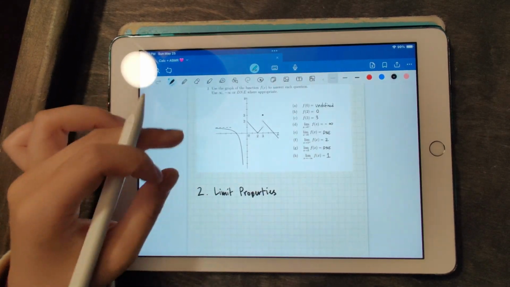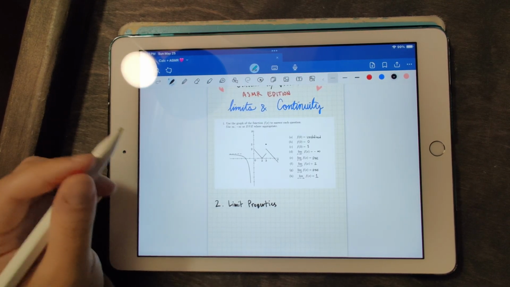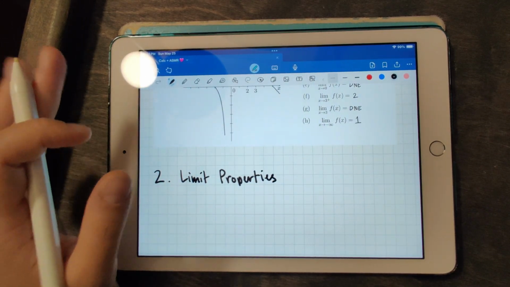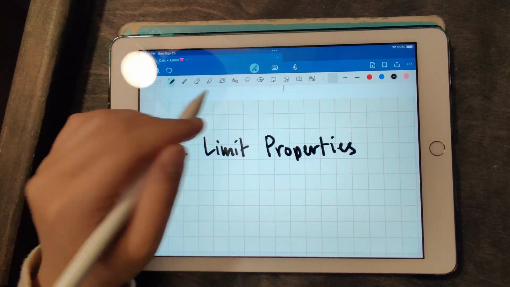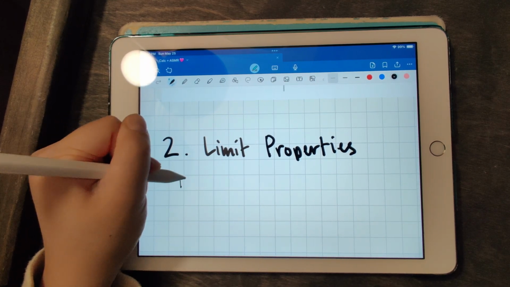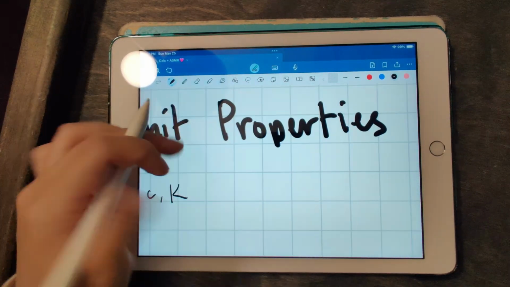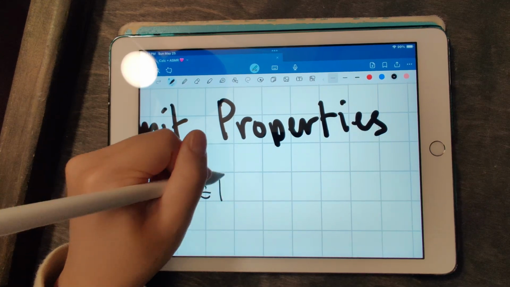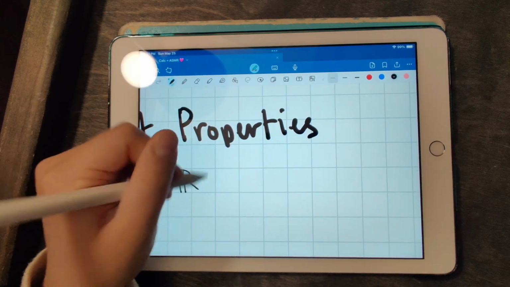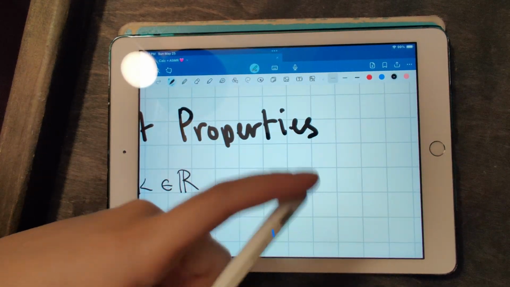Okay, now I want to go and talk about some limit properties. There are some properties of limits that are pretty important to know. So I'm going to start by setting everything up, and I'm going to write out a couple of conditions, basically. So if L, M, C, and K are all real numbers, I'm just going to put belongs to this set of real numbers. Sometimes my pen doesn't work, but that's okay.